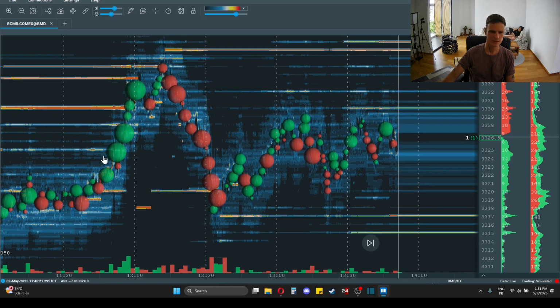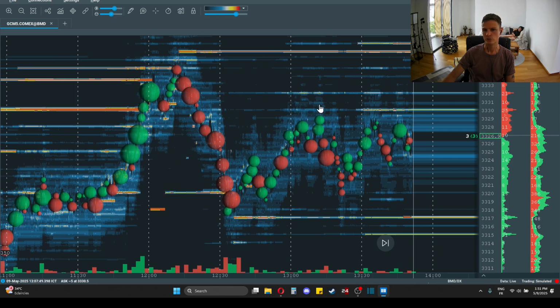So basically, the big green dots are big market buy orders. Well, all the green dots are market buy orders, and the red dots are market sell orders. And when I say a market order, it is an order where you just click on the button, right? Buy right now 5, 10, 20 contracts, as opposed to a limit order, where you just put a limit order at a certain price.